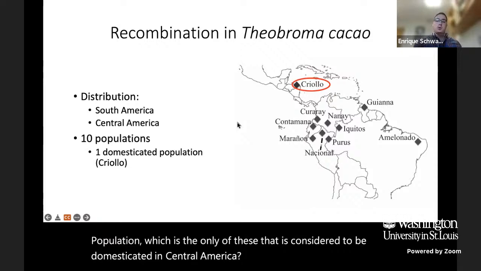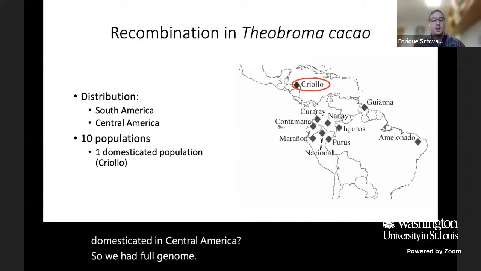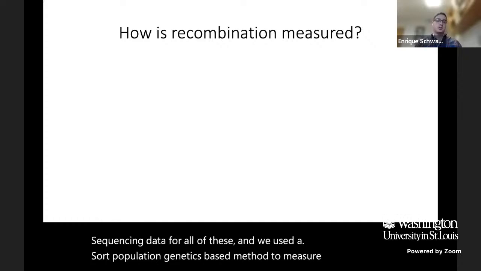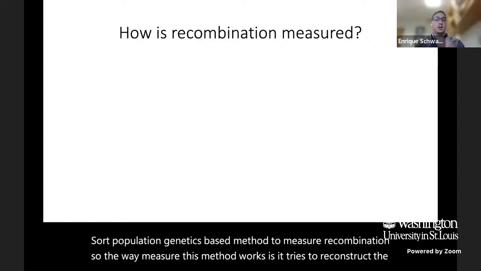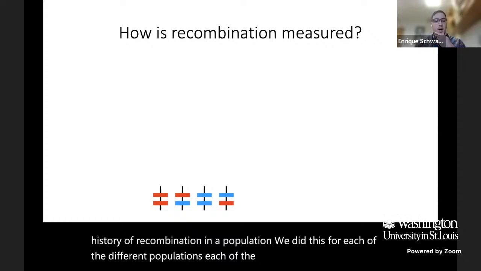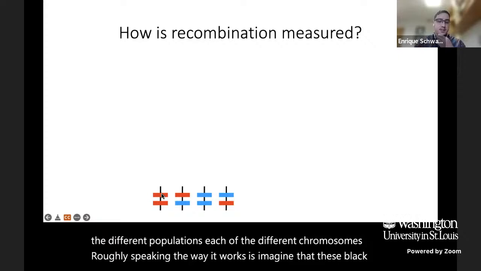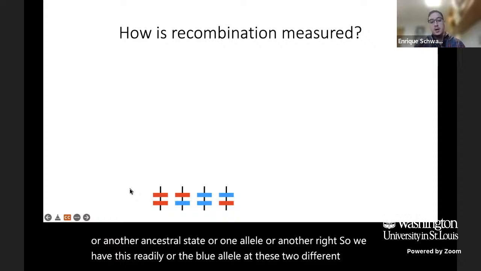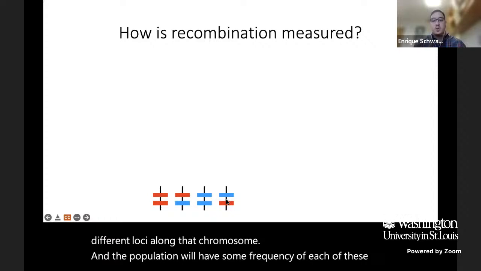We had full genome sequencing data for all of these, and we used a population genetics-based method to measure recombination. The way this method works is it tries to reconstruct the history of recombination in a population. We did this for each of the different populations and each of the different chromosomes. Roughly speaking, imagine that these black bars are your chromosome and these are variants that come from one or another ancestral state, or they're one allele or another, right? So we have the red allele or the blue allele at these two different loci along that chromosome, and the population will have some frequency of each of these four. What these methods do is reconstruct a history.